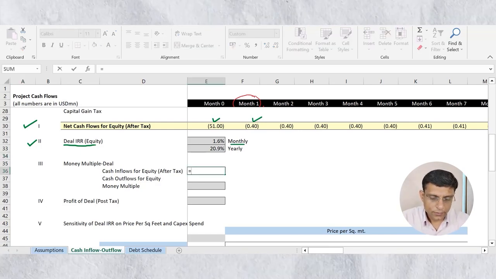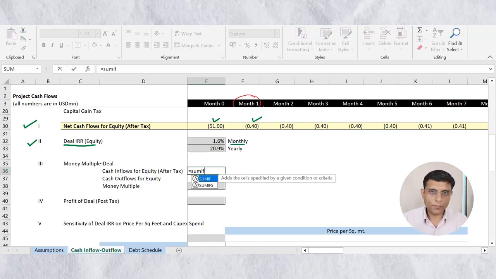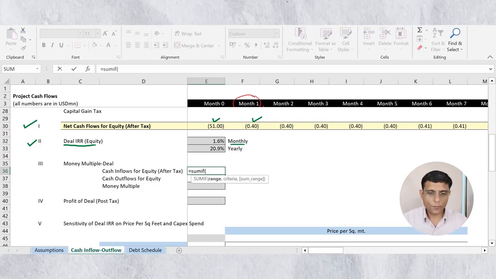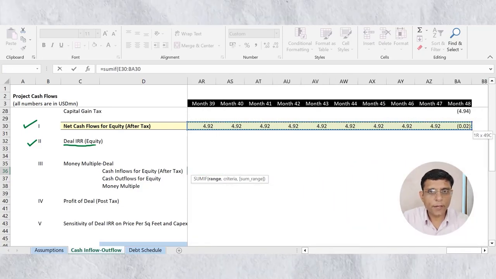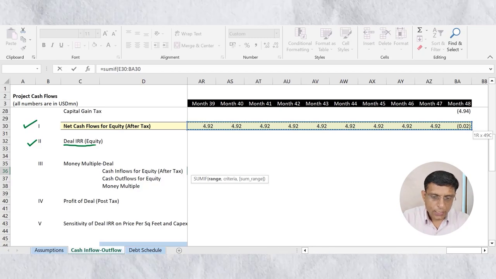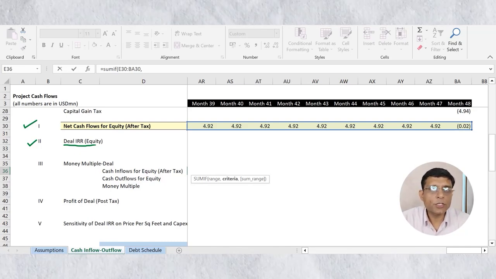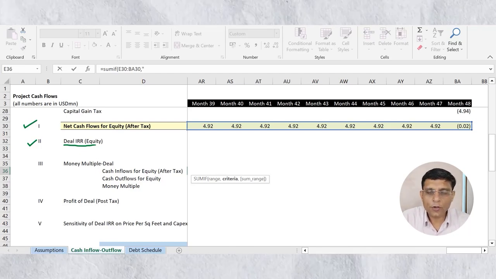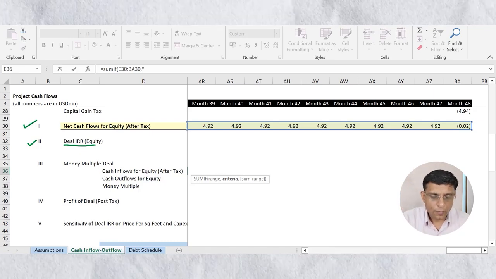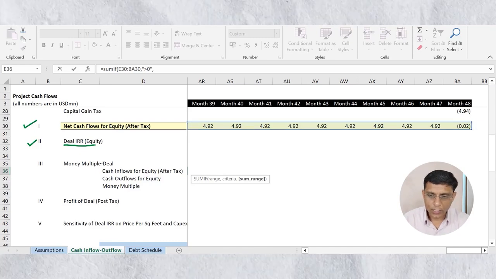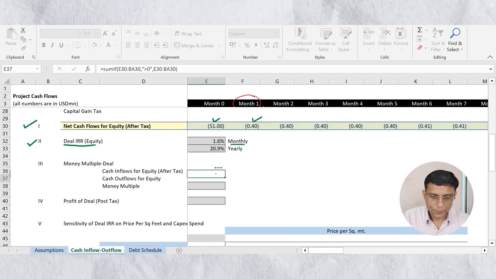I'll use the formula SUMIF. I need the sum of all positive numbers, so I'll use SUMIF, bracket start. First of all, you need to link the range on which you want to run this formula, so I'll pick this entire range. This is my total range of inflows and outflows. Then comma, the criteria for selecting the numbers which will be added. All the numbers which are greater than zero, meaning positive, are my cash inflows. I'll put this condition within inverted commas, double quotes, greater than zero. Comma, sum range. Again I'll link this entire range, bracket close, enter. 106.